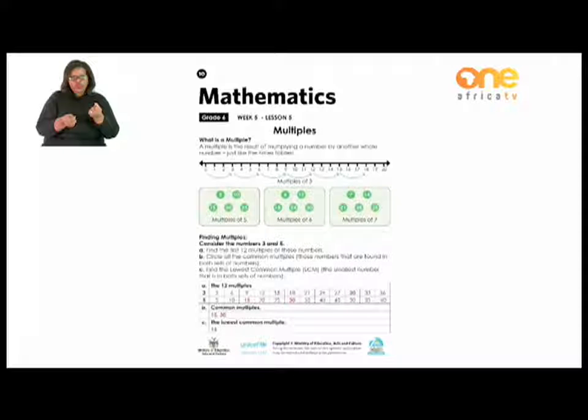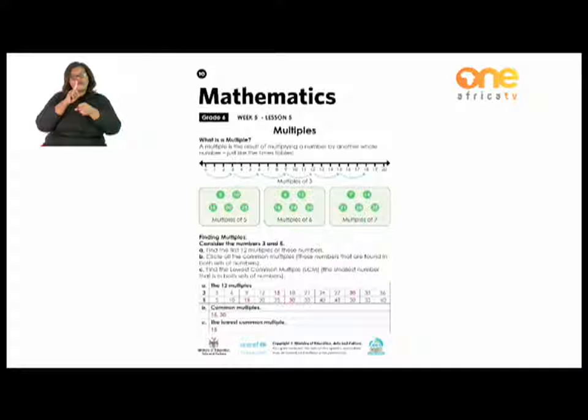There is A, which is answering the first question, for 3 and 5. For 3 it is 3, 6, 9, 12, 15, 18, 21, 24, 27, 30, 33, 36. For 5 it is 5, 10, 15, 20, 25, 30, 35, 40, 45, 50, 55, and 60. Those are just the first 12.